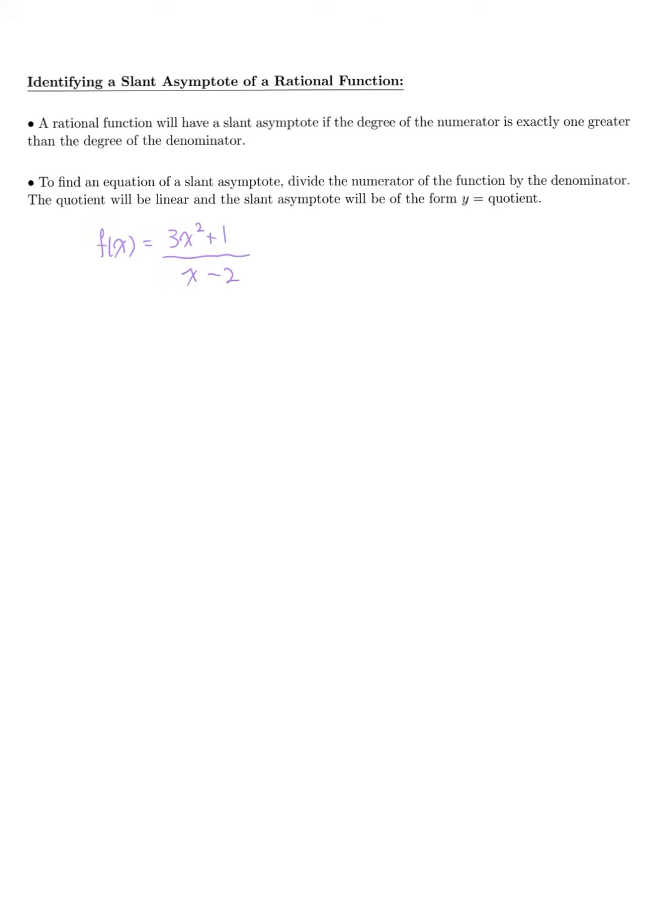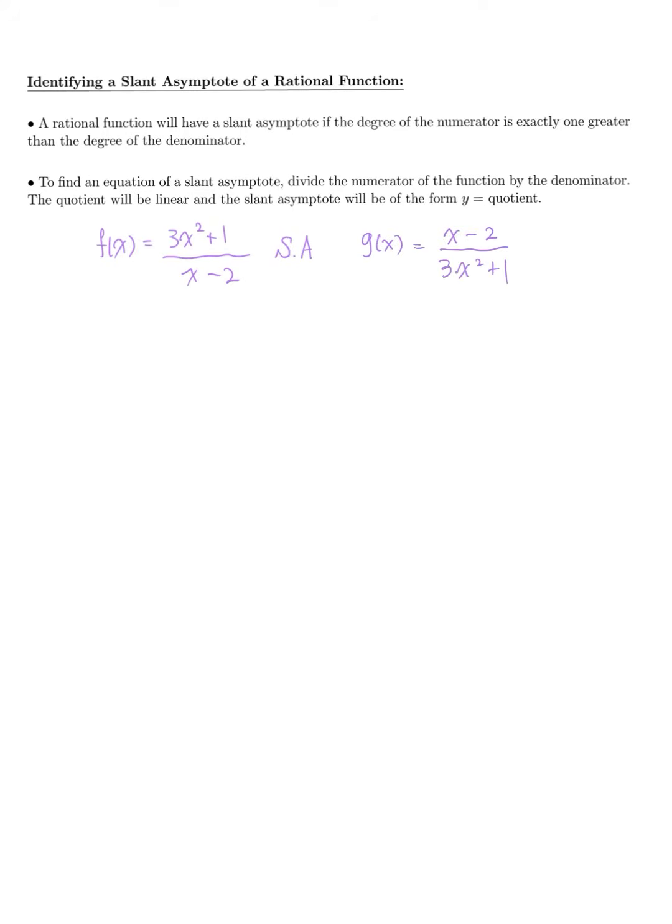For an example, f of x equals 3x squared plus 1 divided by x minus 2. Notice that the top is exactly 1 degree higher than the degree of the bottom. So in this case, yes, we're going to have a slant asymptote. Is it okay if I put slant asymptote, SA?